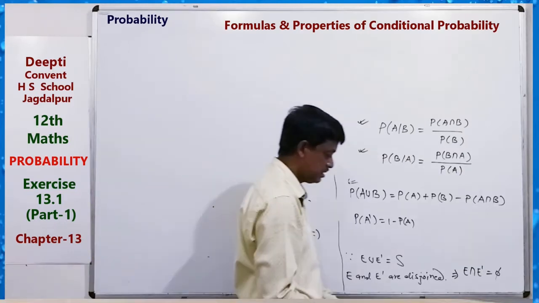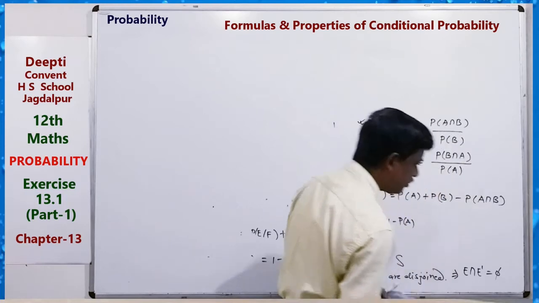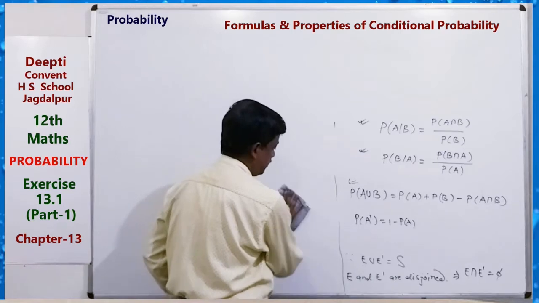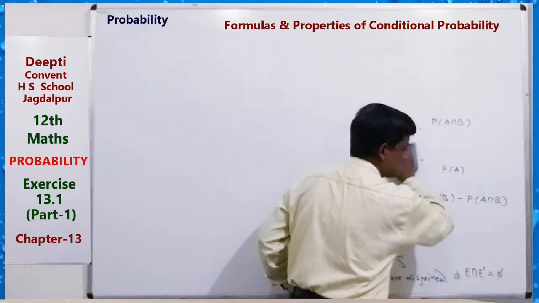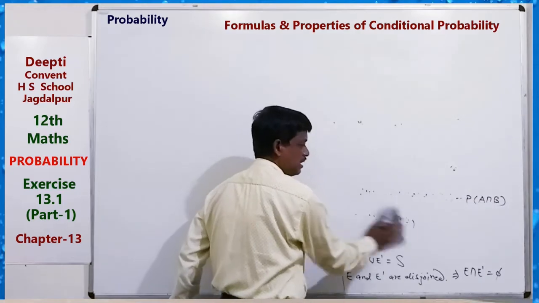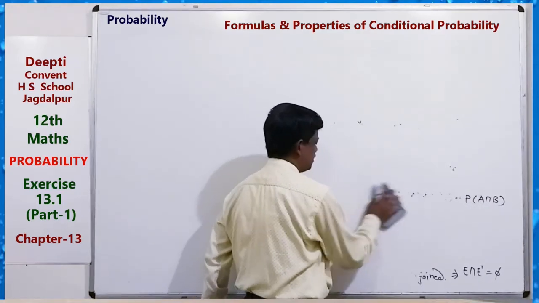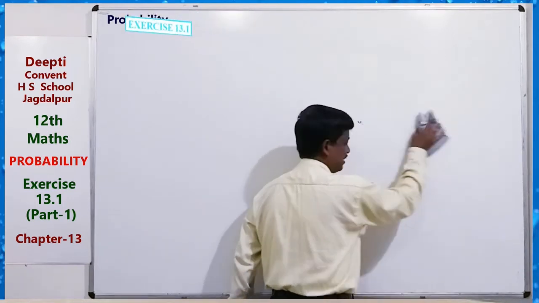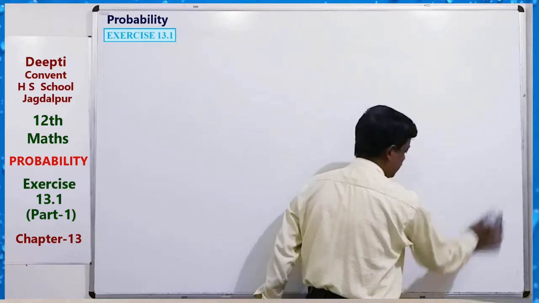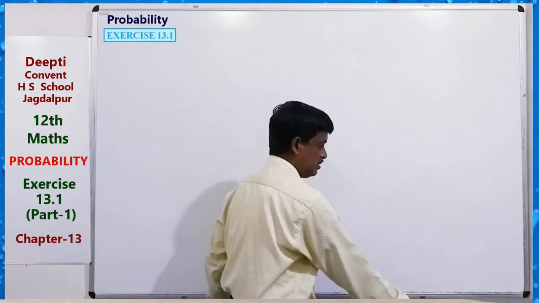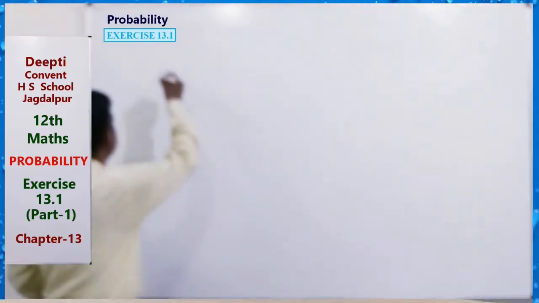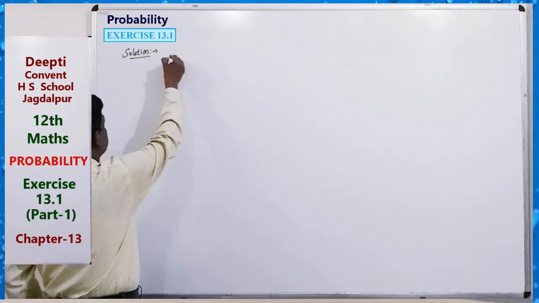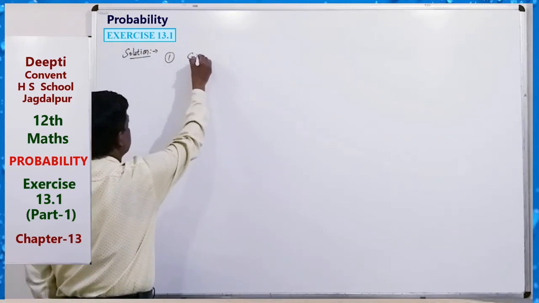The first question is, given that E and F are events such that P(F) and P(E intersection F) are given. Just put the values and find the required answer. Here we have to find P(E/F) and P(F/E). So, question first. Solution. First question, given what?